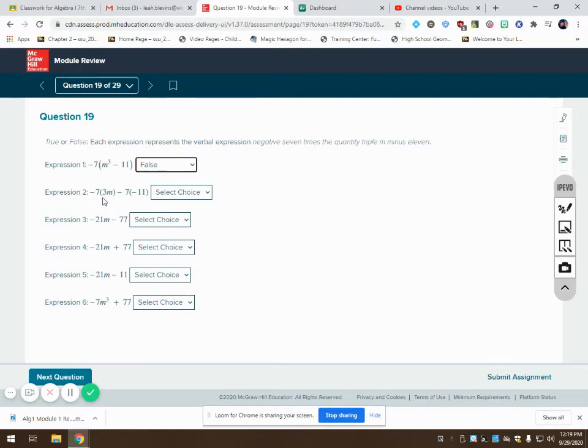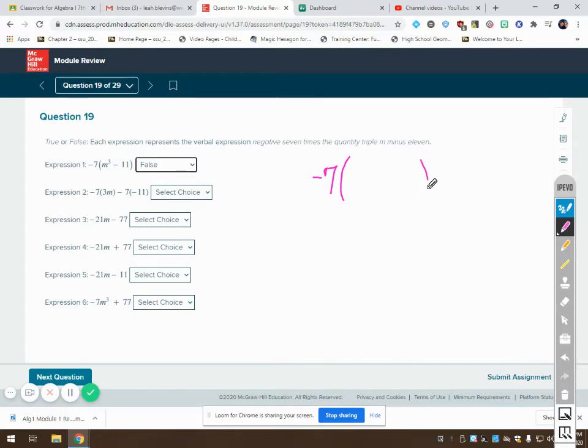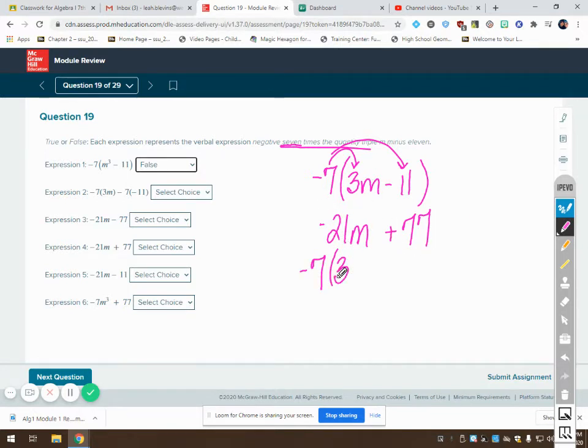Negative 7 minus 3m. One thing I would do to help myself out with this is go ahead and write what this says: negative 7 times the quantity triple m minus 11. That's the way it's worded up here, but we also know that we could distribute this and get negative 21m plus 77. We could write it in expanded form, where we say negative 7 times 3m minus 7 times negative 11.